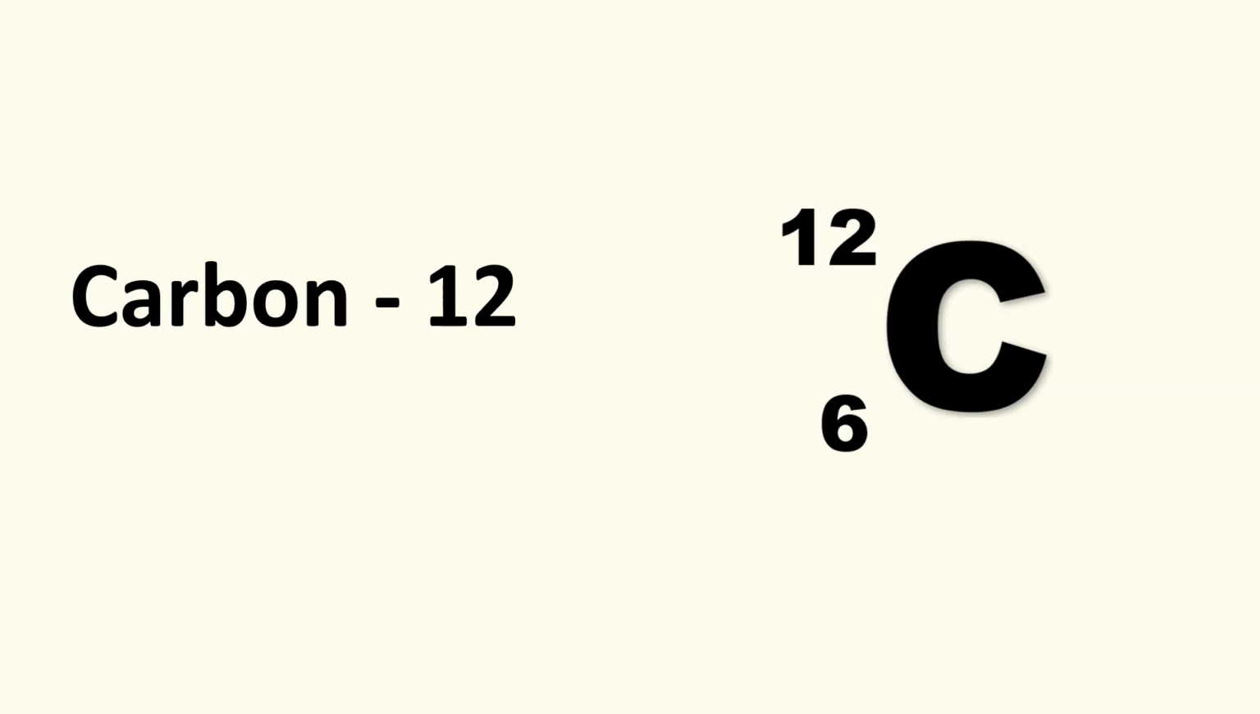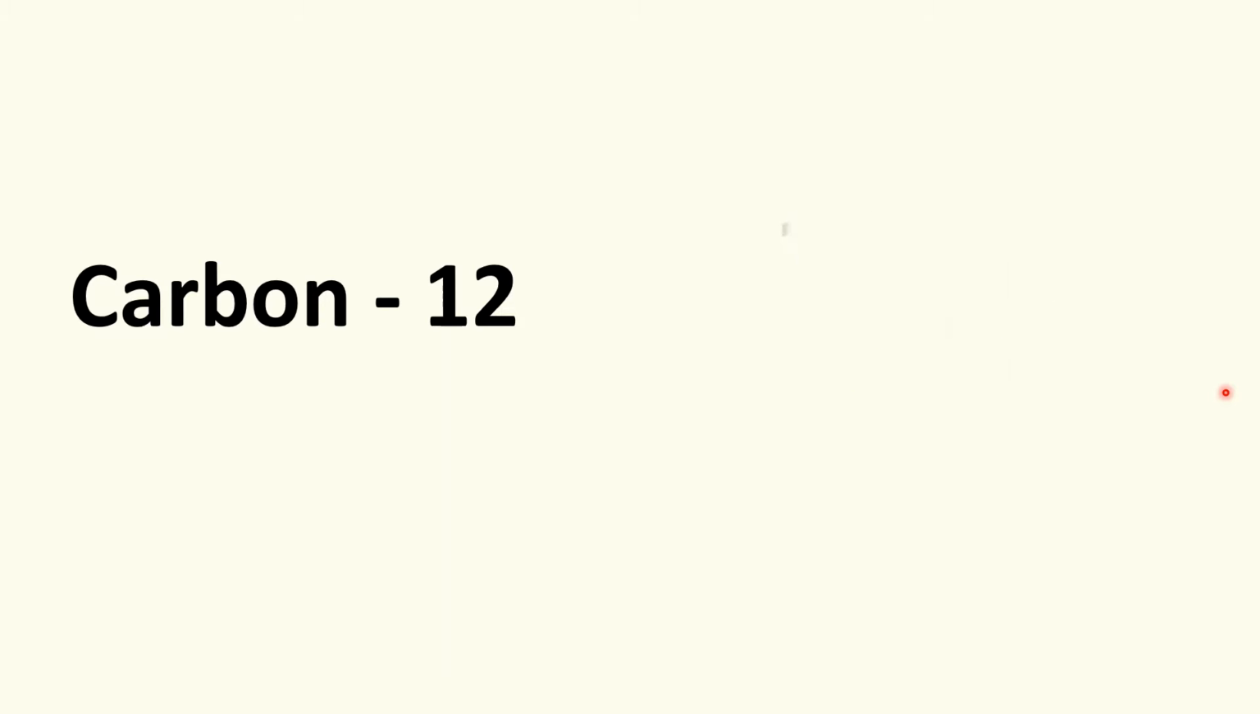In this lesson, we're going to determine the number of protons, neutrons, and electrons in isotopes. Now, there's two different ways that isotopes can be displayed. We have the notation here on the left-hand side, and we have the notation on the right-hand side. We're going to go over both, but we're going to start with the one on the left.